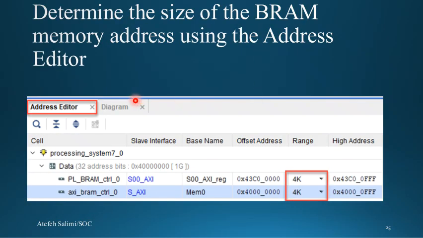After completing the design in the diagram tab, you have to go to the address editor tab, and based on your design, you could choose different ranges for the addresses. For example, for the PL BRAM control and for the AXI BRAM control. Here in this example, both have been chosen as 4K.